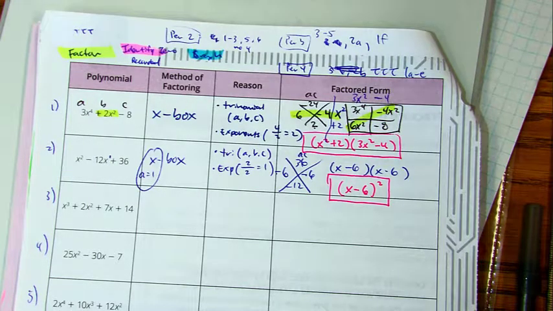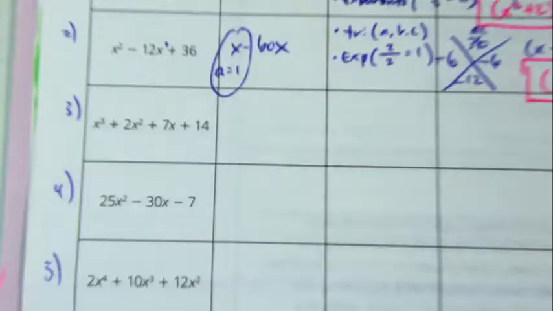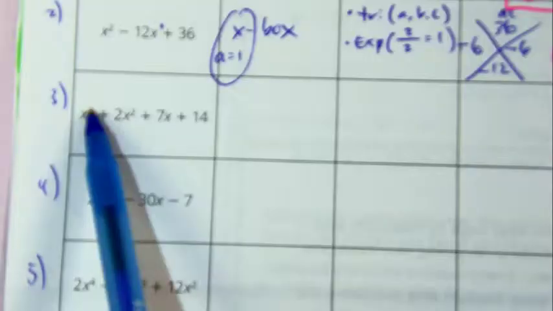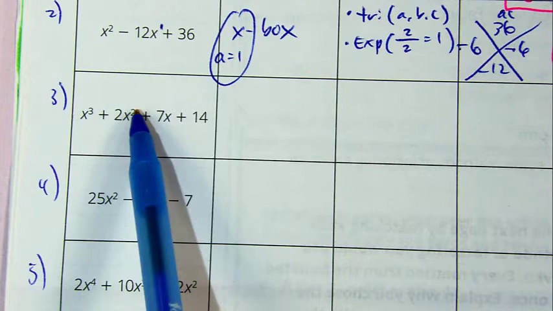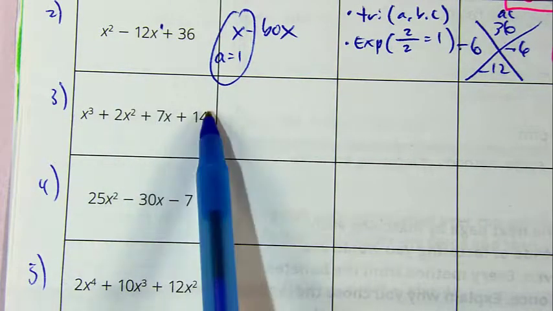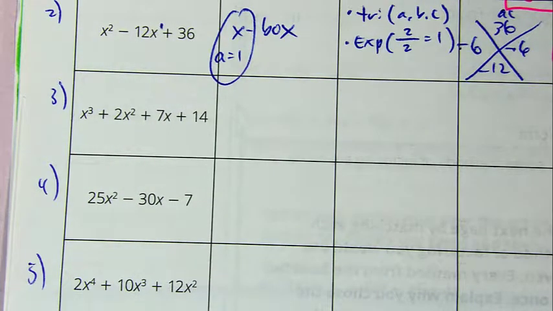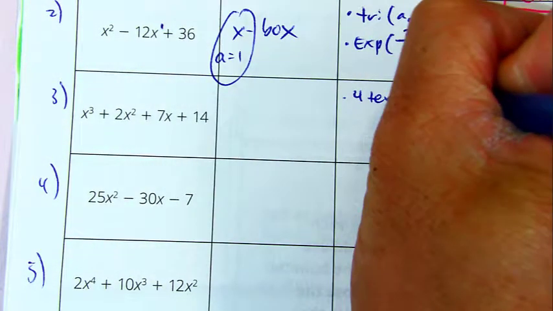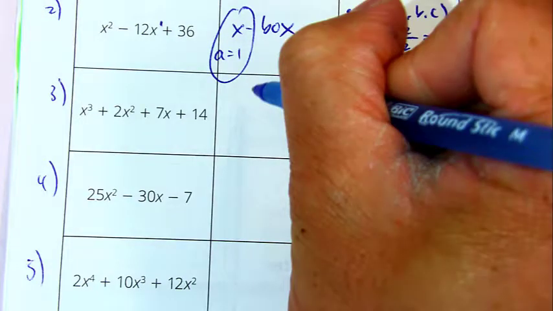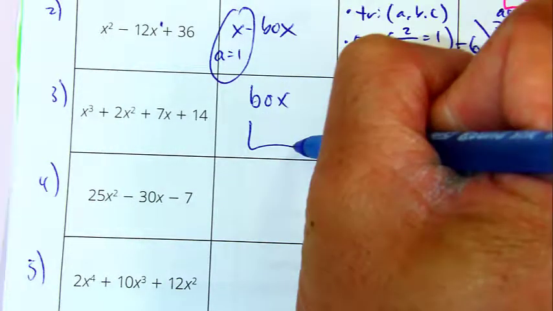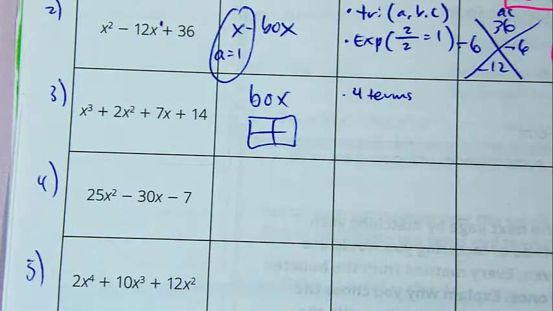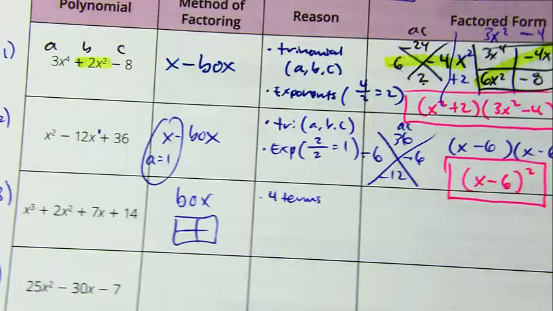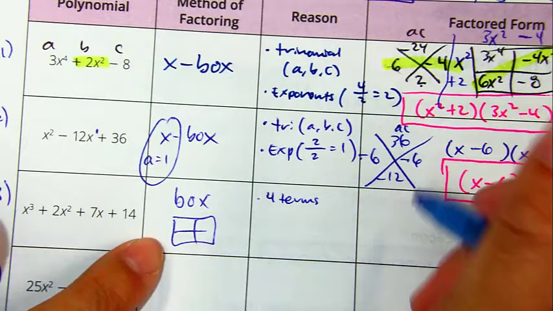In question number 3, I just need to count the terms. Class, count the terms with me. Ready, set, go. 1, 2, 3, 4. Can I use Xbox? No, there's 4 terms. So in this problem, we just use the box. There is no X. There is no A, B, and C. There is no what we just did in the last 2 problems. So let's go ahead and put it into the box.